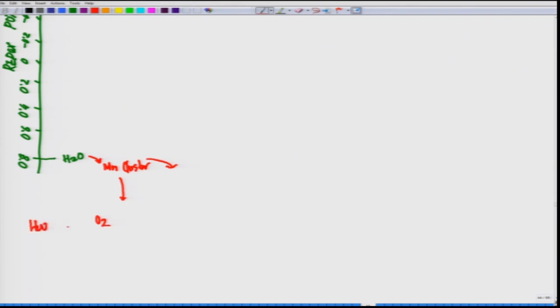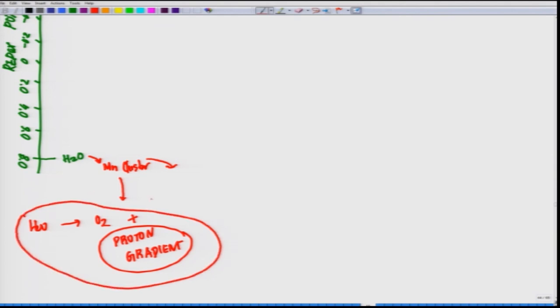So, it is taking the water molecule and creating oxygen, plus it leads to a proton gradient. So, this whole manganese cluster is involved in the water splitting reaction. And this manganese cluster donates electrons to another molecule, something like a Z, which is a good electron acceptor, which can accept electrons at a much higher efficiency than water. And that Z molecule donates it to that reaction center, which is P680.